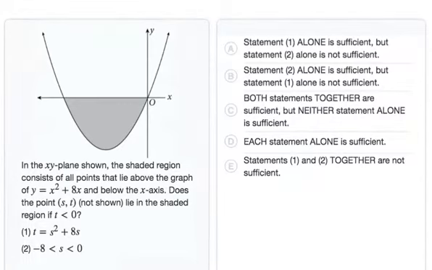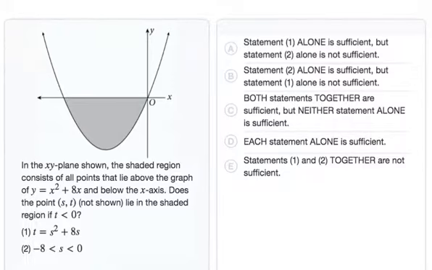To solve this data sufficiency question, we'll consider each statement separately first, then together if necessary. Before the statements, let's consider that in order for ST to lie in the shaded region, it must lie above the graph, our curve, y equals x squared plus 8x, and below the x-axis. Since t is less than 0, the point ST lies below the x-axis.